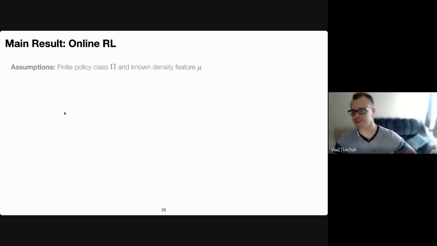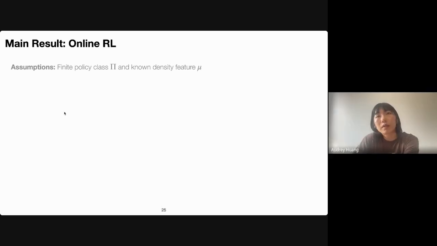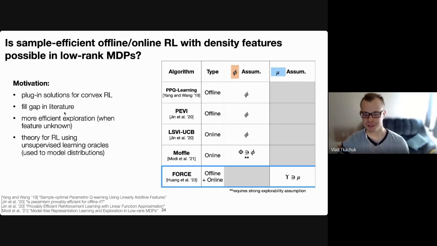Can I ask a quick question? Yeah. This is probably quite naive, but if you go back here, can you explain a little more why here we're assuming that we now have mu as opposed to phi before? Getting features seemed like a very natural assumption. What's going on in this setting?